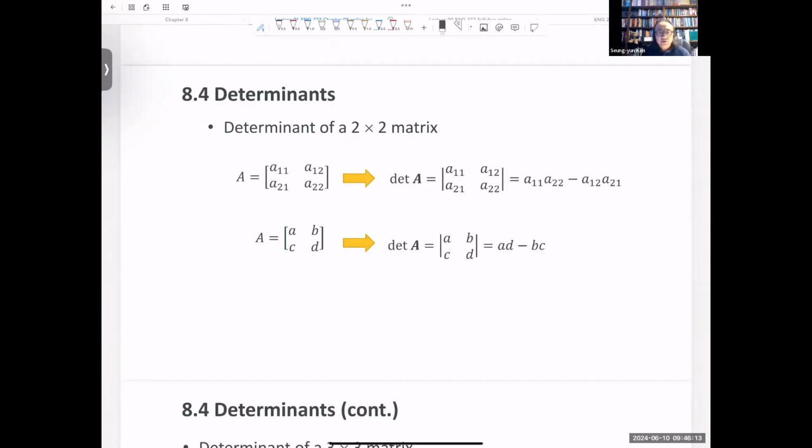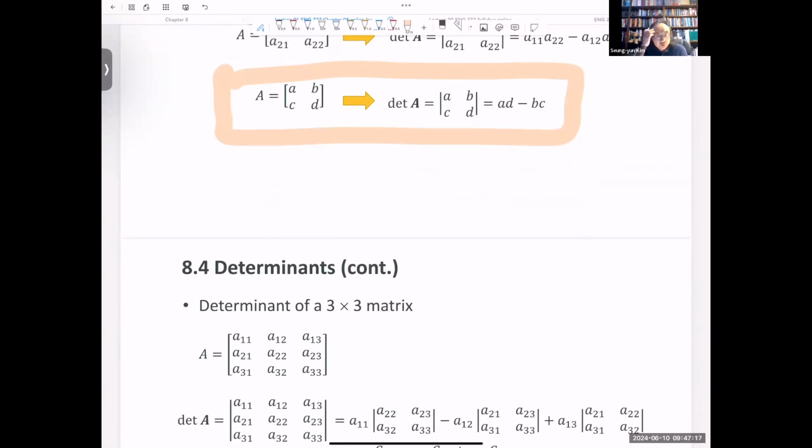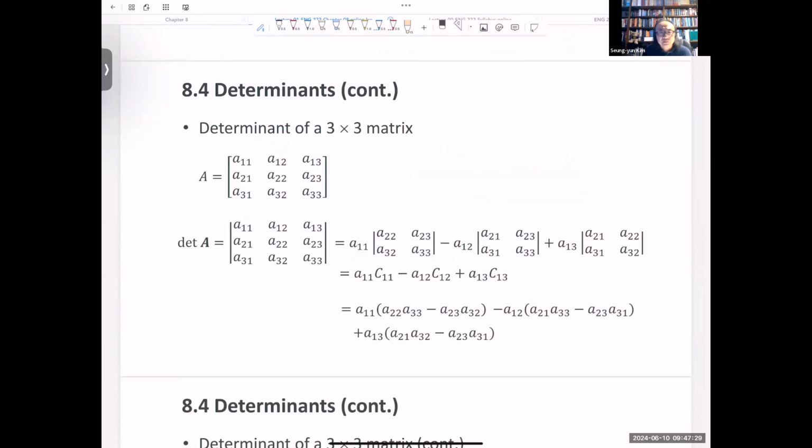Next is the determinant of a 2 by 2 or 3 by 3. That's what we're going to work on this class, and the determinant is going to pop up again in chapter 3 as well. If we have a 2 by 2 matrix A, B, C, D, the determinant is AD minus BC. So for a 2 by 2 matrix, the determinant is easy. That's AD minus BC. 3 by 3, it's not fun.